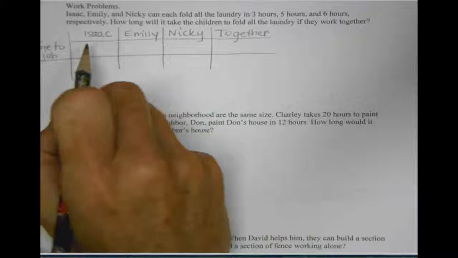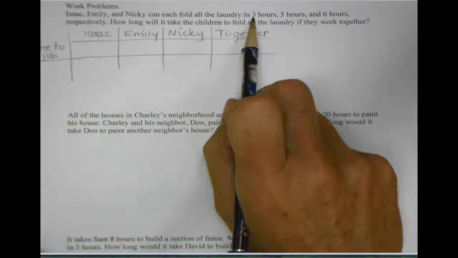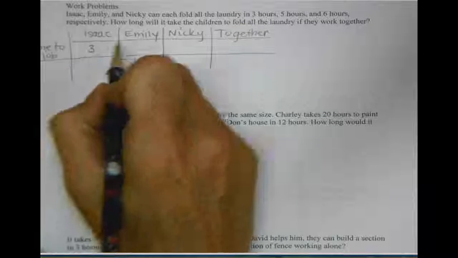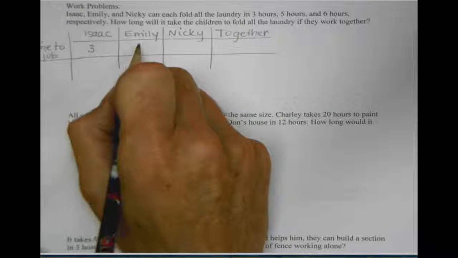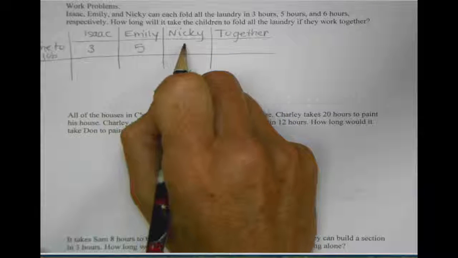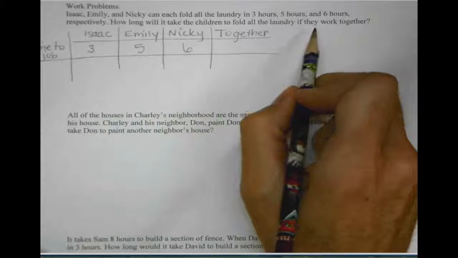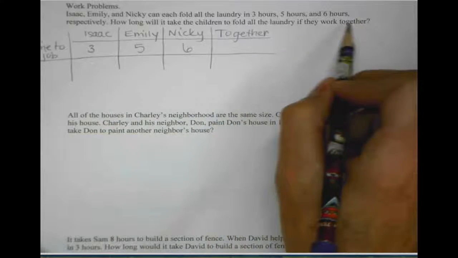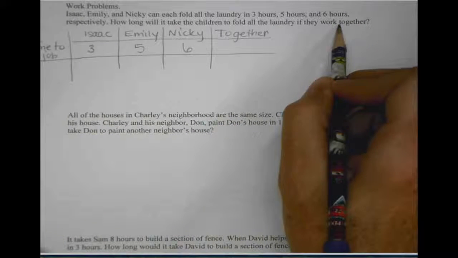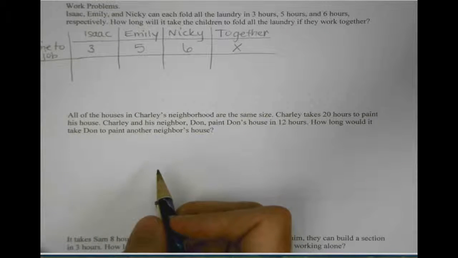And for Isaac, we know that it'll take Isaac 3 hours. And Emily will take 5 hours. Nikki will take 6 hours. And we don't know how long it's going to take them if they work together. That's what we have to find out. So that one will be our variable. I'll use an X.